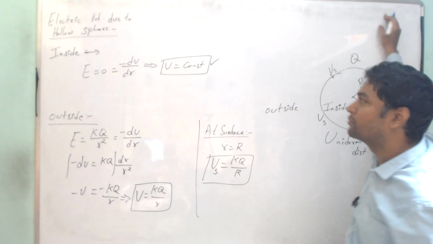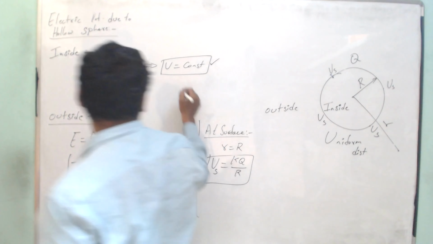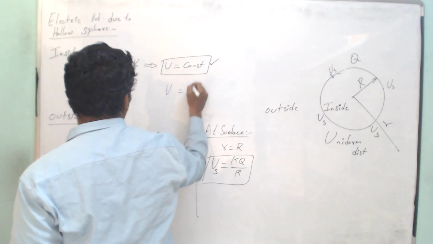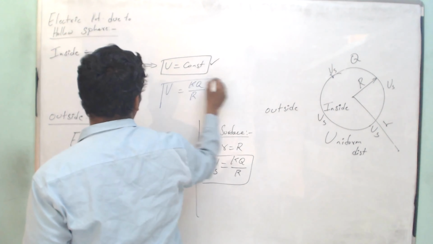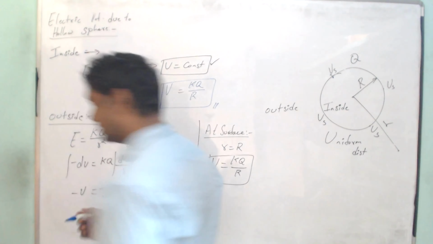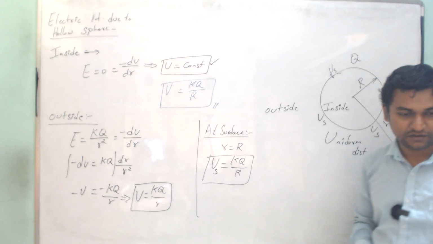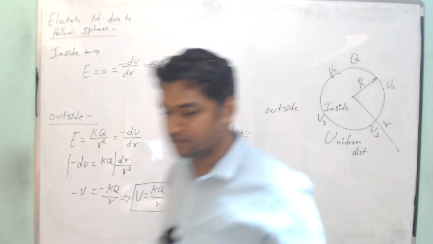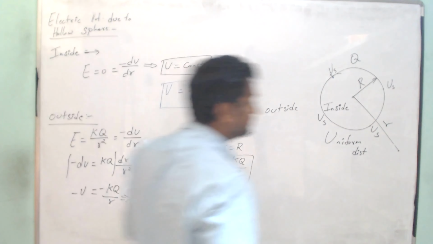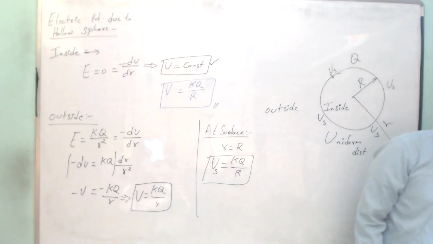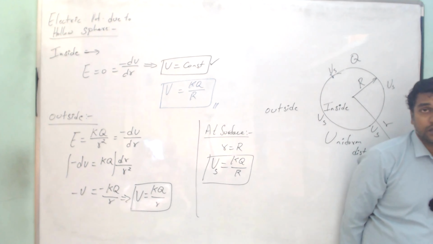My point is, dV by dr is 0. So dr can't be 0. It's in the denominator. How will you take that, sir? dr cannot be 0. There is some dr.